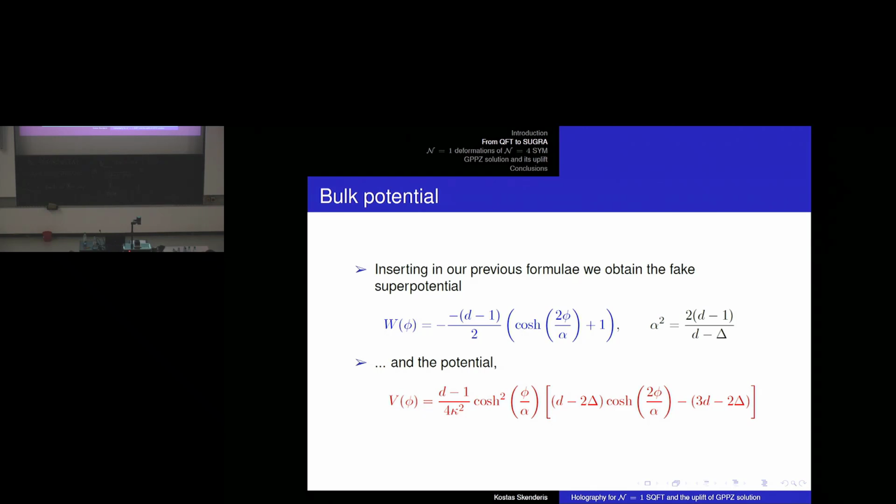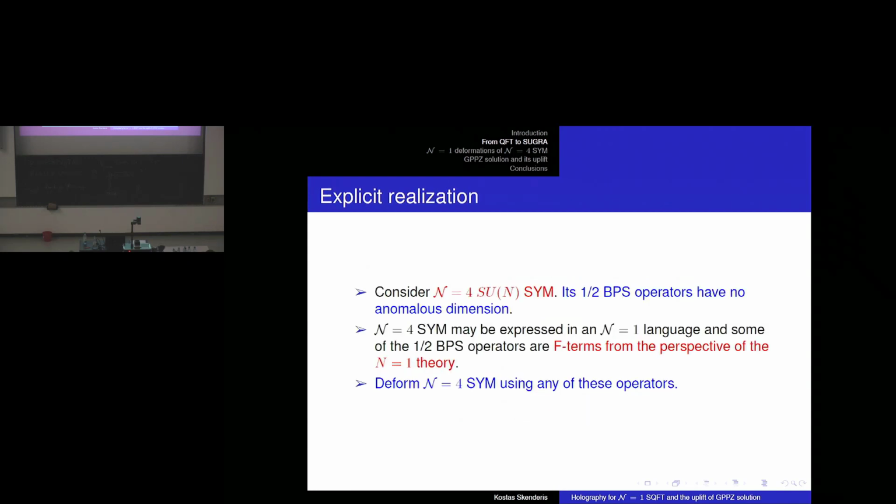So can we actually realize this? The next step is to realize this explicitly. And this explicit realization would be done in the context of N=4 super Yang-Mills and using the half BPS operators. So we know that half BPS operators have no anomalous dimension. And some of these half BPS operators can be considered as F terms from the perspective of an N=1 theory. Or in more detail, we can first rewrite the N=4 theory in N=1 language, and then use some of these half BPS operators to deform the theory. Okay, that's what we want to do.